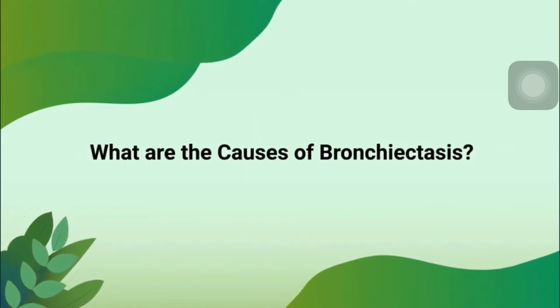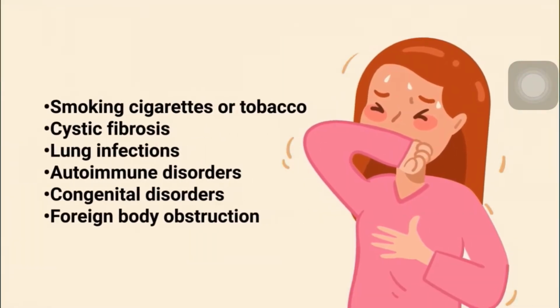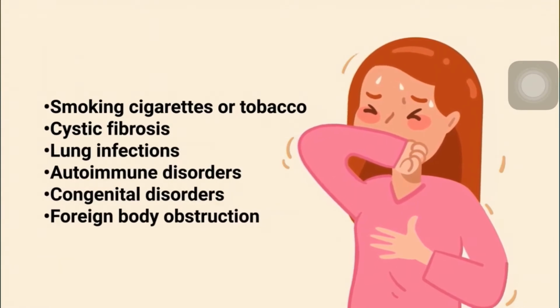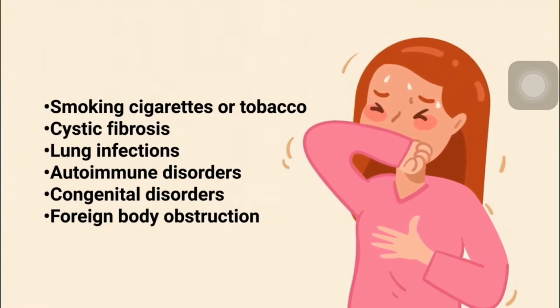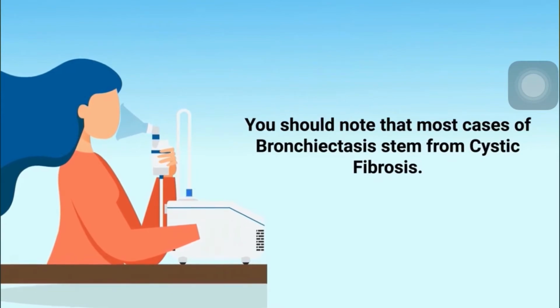The most common causes of bronchiectasis include the following: smoking tobacco or cigarettes, cystic fibrosis, lung infections, autoimmune disorders, congenital disorders, and a foreign body obstruction. You should note that most cases of bronchiectasis stem from cystic fibrosis.